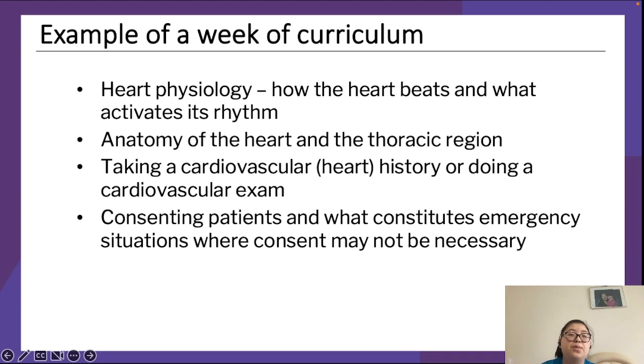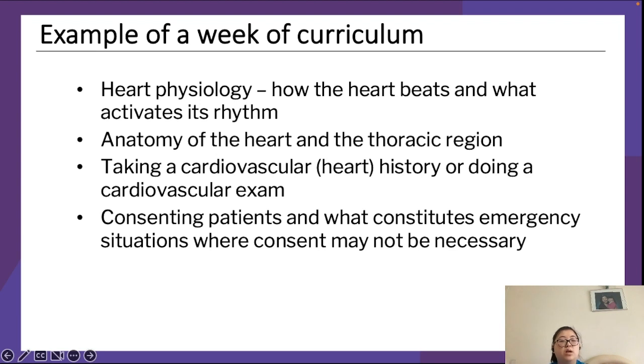An example of a week of curriculum which fit together very nicely was a week focused on heart stuff. We had a lecture on heart physiology, so how it beats, how it starts to beat, how it stops beating, etc. Then in our anatomy classes, we had dissections and looking into the heart and thoracic region and all the nerves and vessels that pass through there.